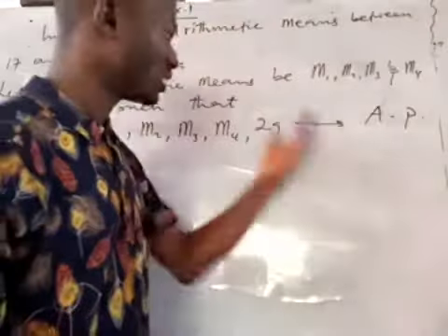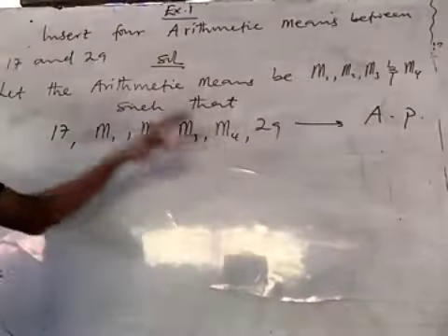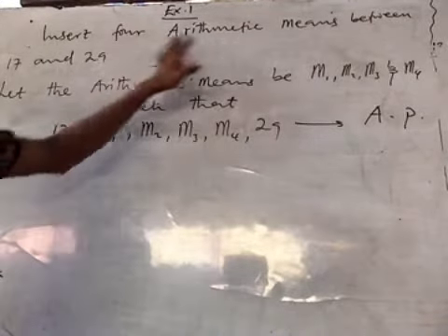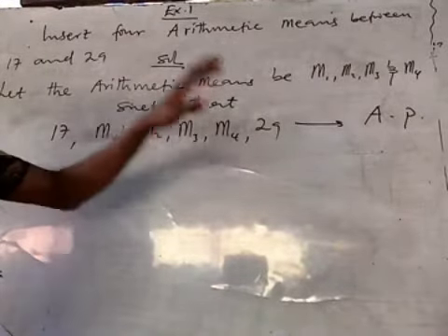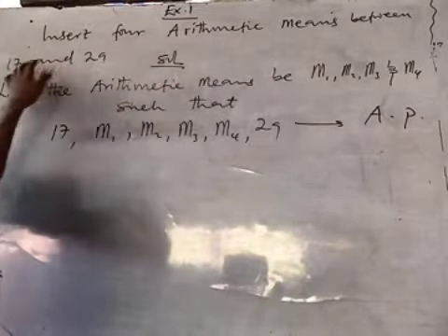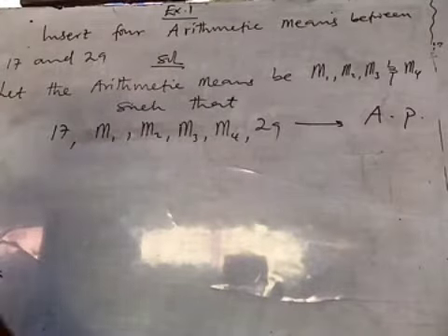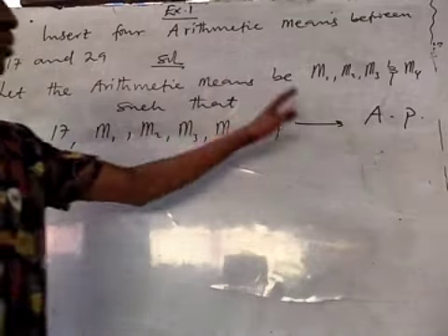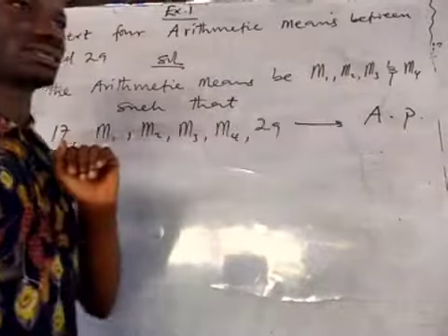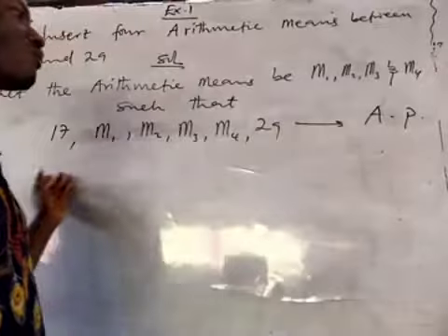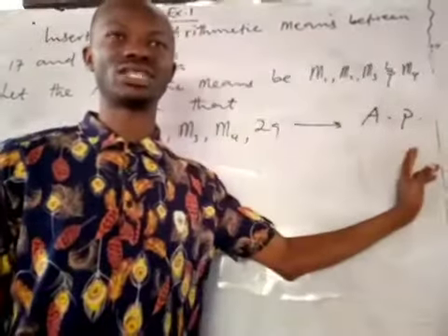But here, we have something different altogether. Here we are given two numbers, 17 and 29. I want to find the arithmetic means in between. I want to insert four arithmetic means in between 17 and 29. But those means we want to insert, we don't yet know them. So we can just say let the means be M1, M2, M3, and M4. But we know that when these arithmetic means are inserted in between 17 and 29, we are going to form a sequence of numbers in arithmetic progression.